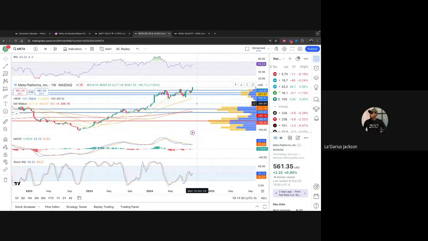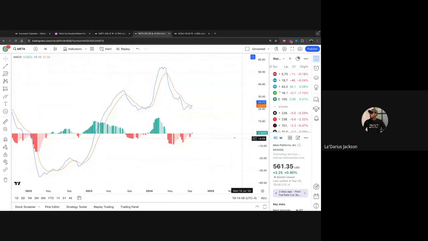Now, on the weekly, something special is happening. On the weekly, we have a 64 RSI, pretty high, kind of hot. But Meta has been running. And then we do have the pending MACD crossover that I've been paying attention to. Actually, it's already crossed over a little bit. We got the green, but the MACD is crossing over.